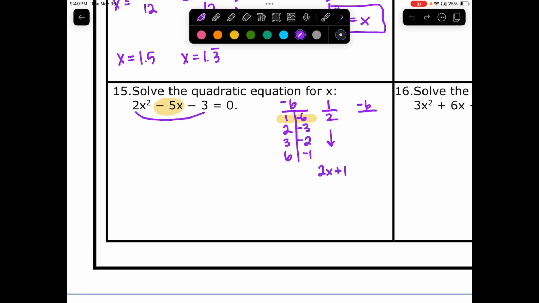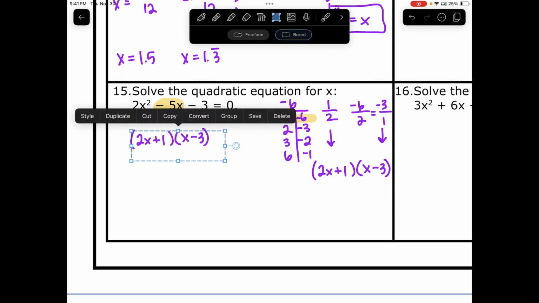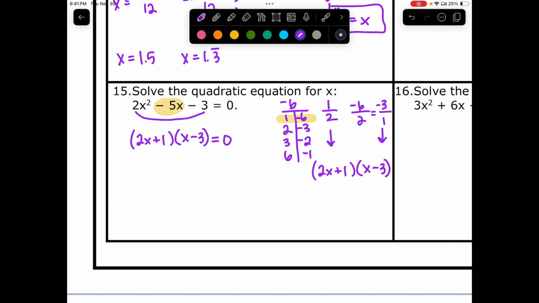And I'll simplify it to the right. That'll be negative 3 over 1. And that will be 1x minus 3. All right, so I'll put that over here, make that equal 0. All right, so once you got that, we can just separate.